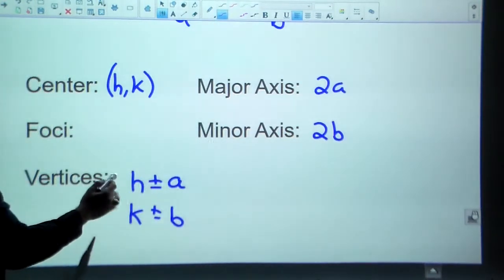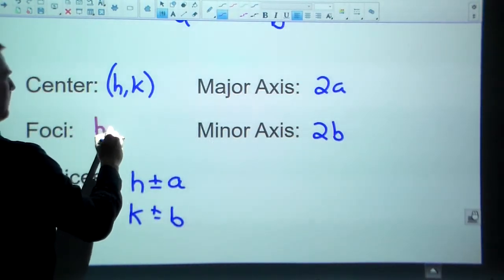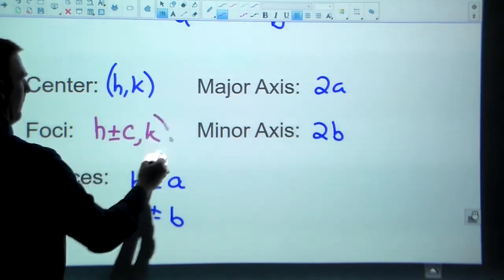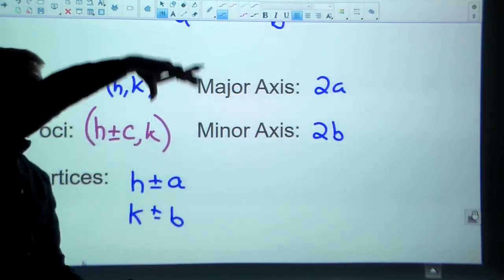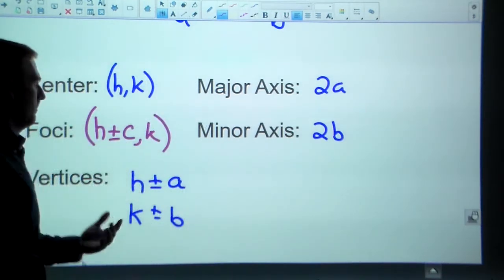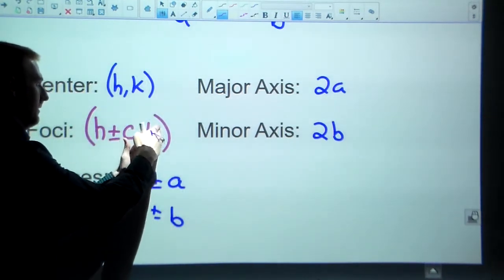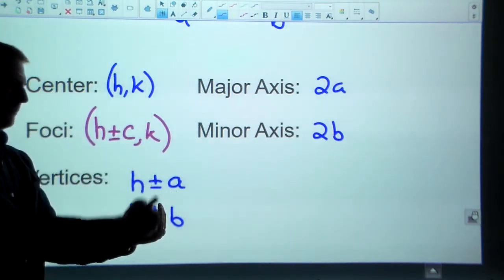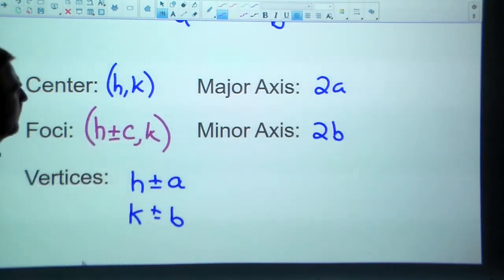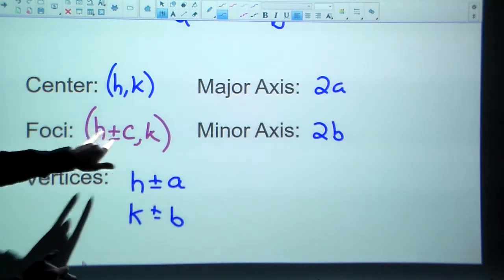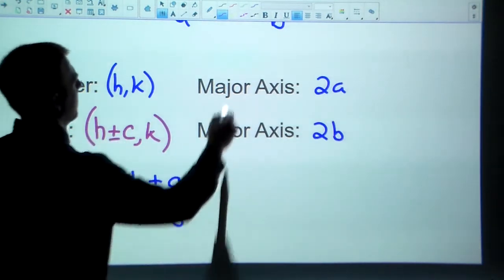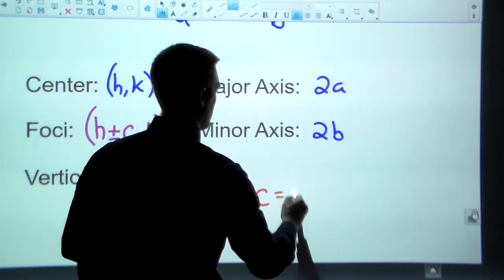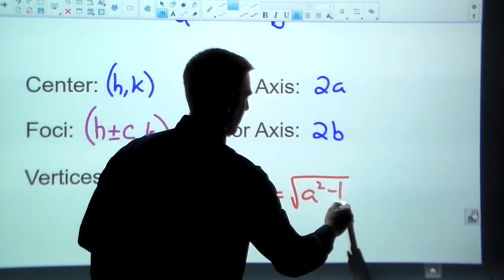So here's how I'm going to handle the focus. I'm going to say it's H plus or minus C, and then K. Now if this thing was oriented more vertically, you would add plus or minus C to the K value, and everything would be on the same X coordinate, so H would be the same. All right. But to get C, let me just put that little note down here. A little star next to it. C is the square root of a squared minus b squared.